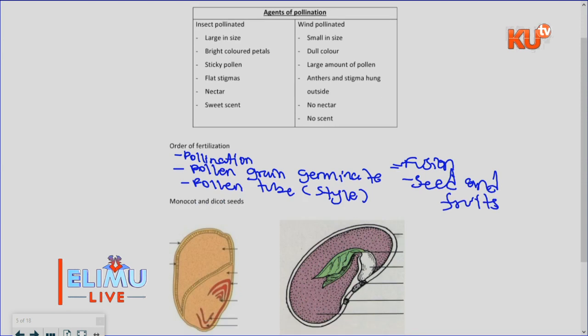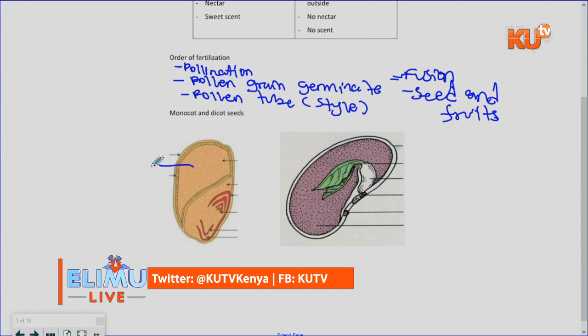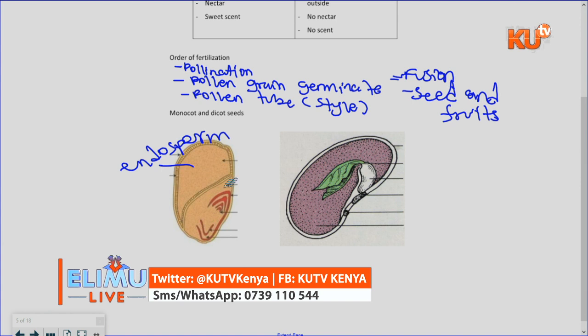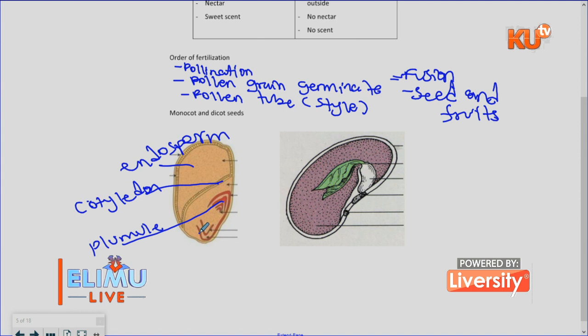When you look at this first part of the seed, this is an example of a monocot seed. With a monocot seed, we have the endosperm, which stores food. We have cotyledon. The function of cotyledon in a monocot is to nourish the embryo. So we have plumule, and we also have radicle, not forgetting the tester. The radicle grows to become a root, the plumule grows to become a shoot.